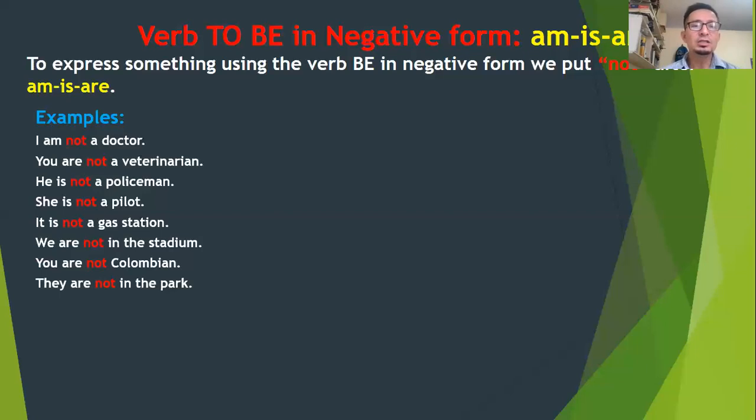We are not in the stadium. No estamos en el estadio. You are not Colombian. Tú no eres, o ustedes no son colombianos in this case because it's plural. Okay, they are not in the park.